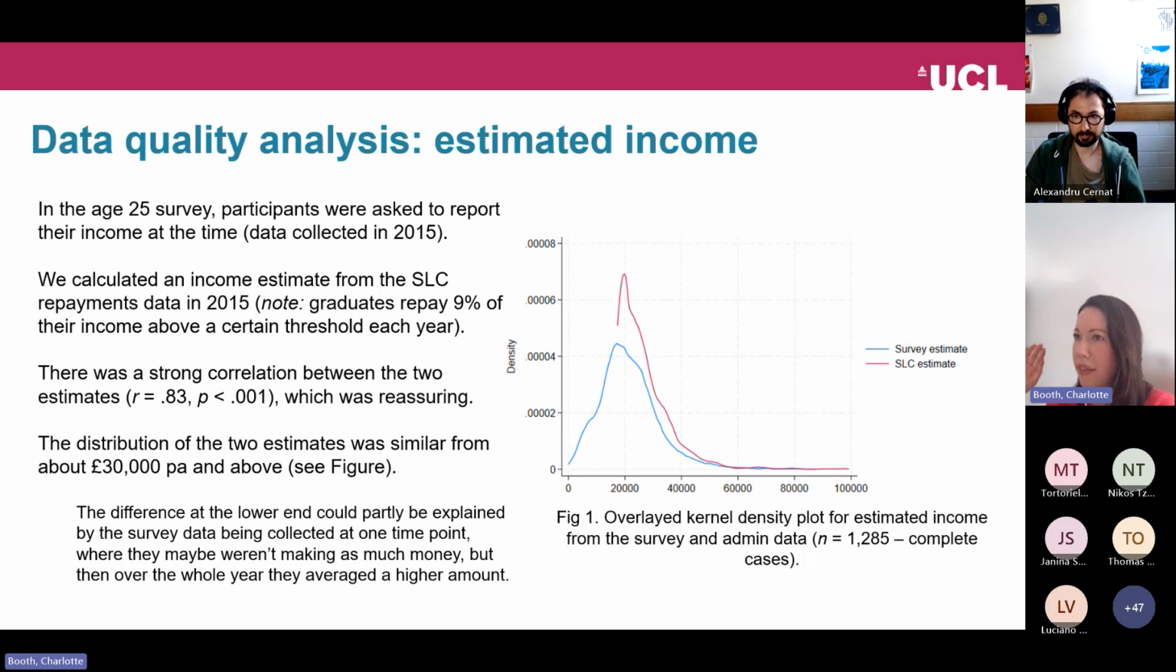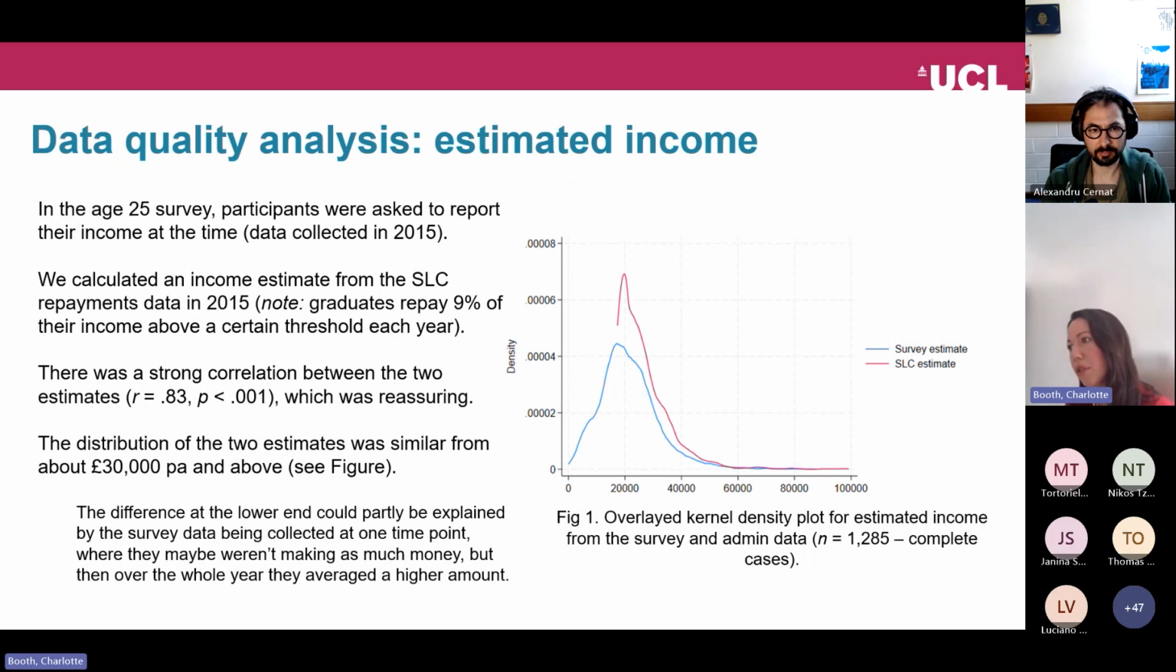But you have to bear in mind that the survey is just one snapshot in time, whereas the admin data is the whole year. So that's why we might see some differences. However, there was a strong correlation between the two estimates, which was good. It was 0.83, which was reassuring.